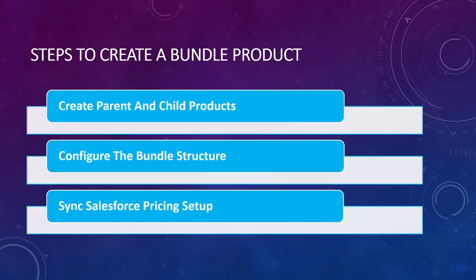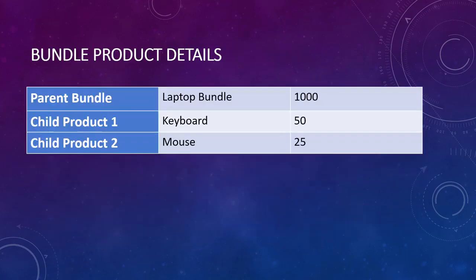Here are the steps to create a bundle product in RCA. First, create parent and child product records. Second, configure the bundle structure. And finally, sync Salesforce pricing. Here are the bundle product details.